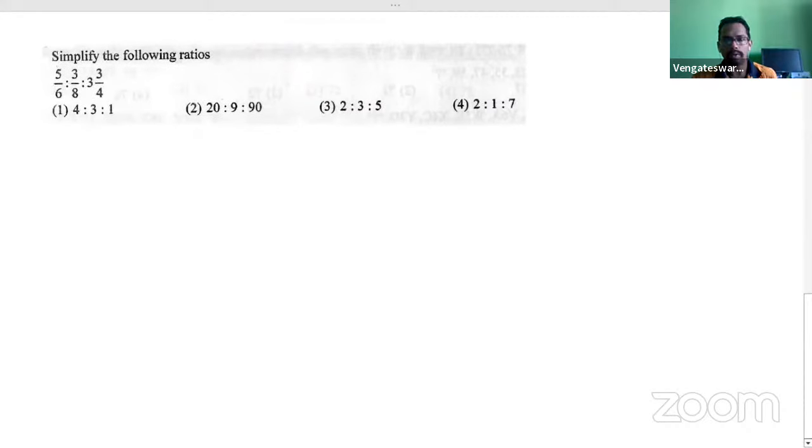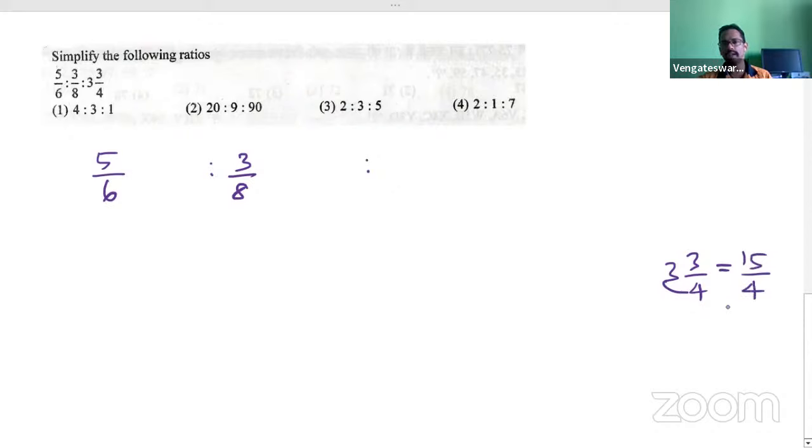Right. Now look at our three numbers. First one 5/6 is to second one 3/8 is to the third one is 3 3/4. Now, how do I manage this 3 3/4? This is a mixed fraction. So we need to write this mixed fraction as an improper fraction. How we can do this? It's simple. 3 4s are 12. 12 plus 3, 15. So 15/4. I can rewrite 3 3/4 as 15/4.